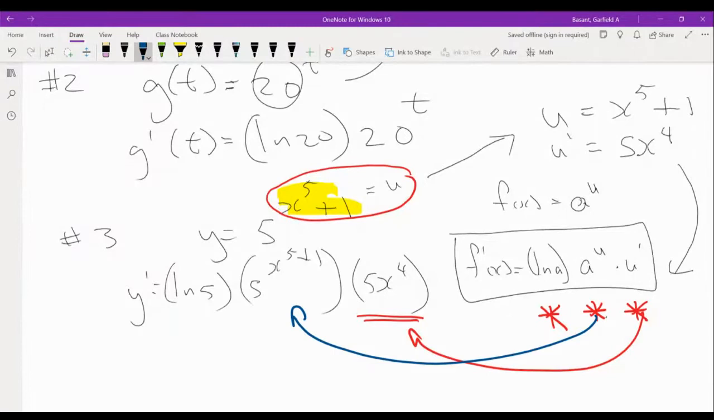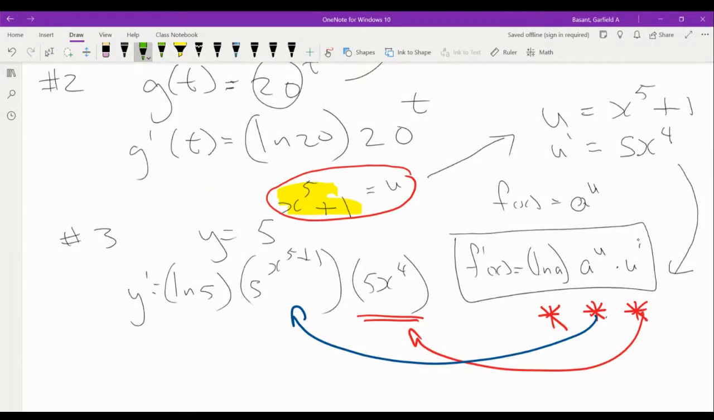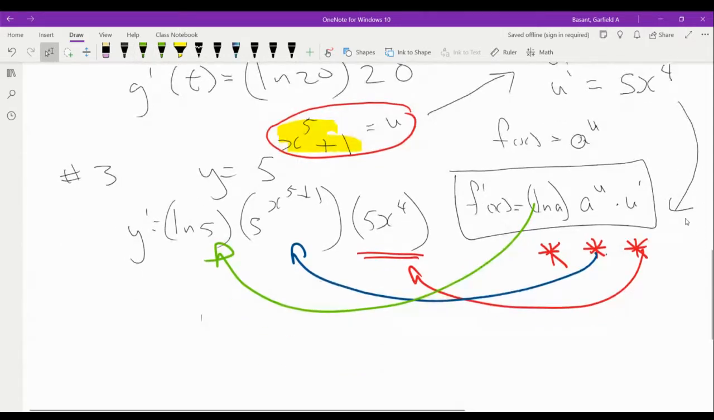This is our a to the u, and this is just the ln of the base. So just to find the derivative of that, we have to do all three parts. The ln of the base times the original function times the derivative of the exponent.